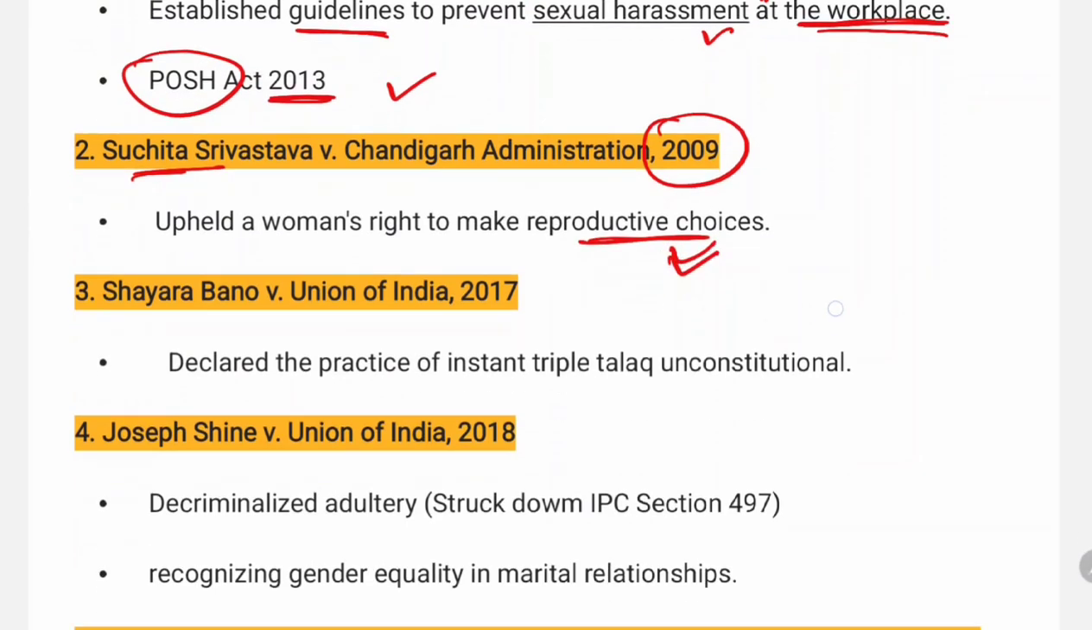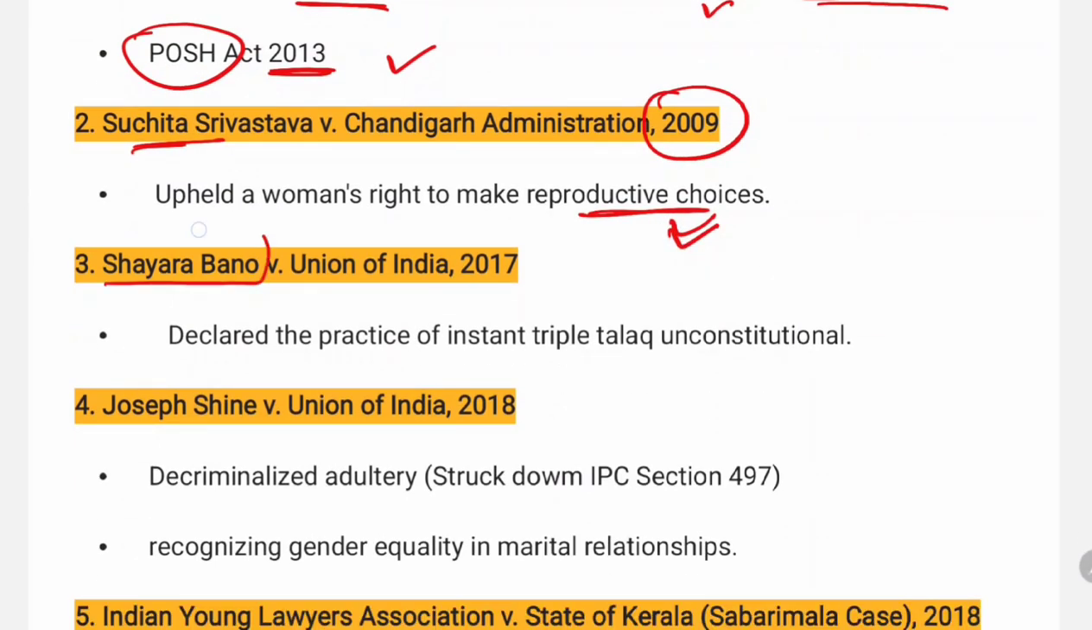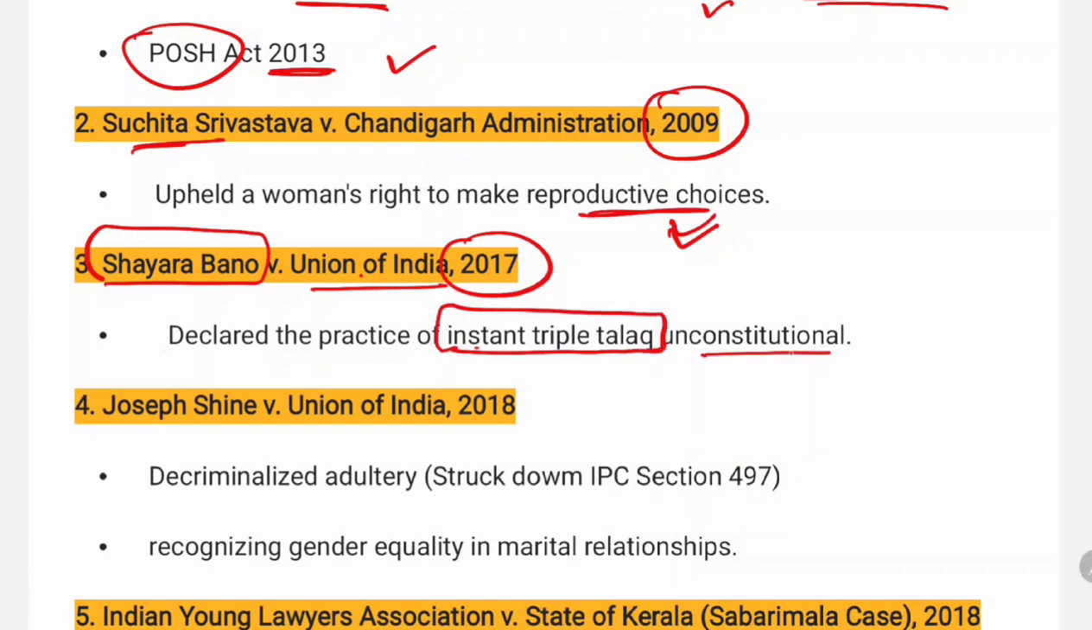and choices. The next important case is the Shayara Bano versus Union of India case of 2017. In this case, the Supreme Court declared instant triple talaq unconstitutional, holding that the discrimination against women under instant triple talaq was unconstitutional, and upheld the right of women, that is, gender equality.